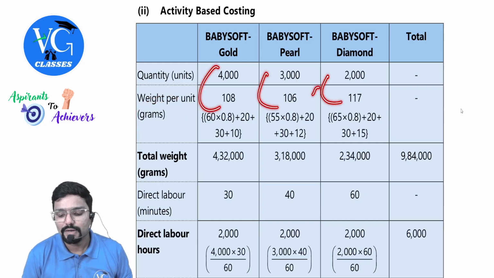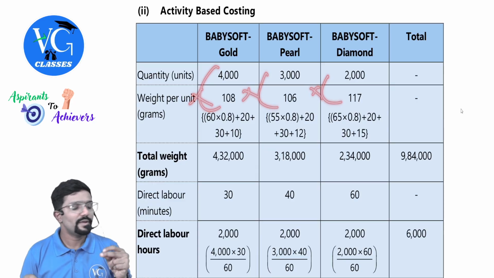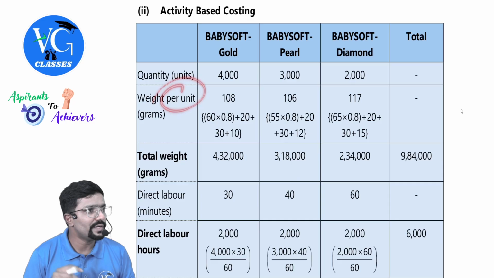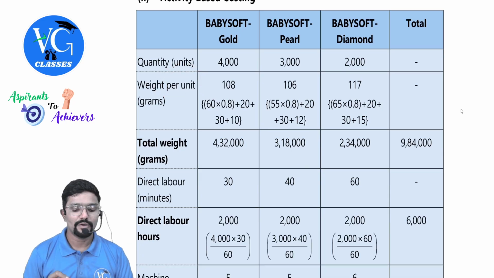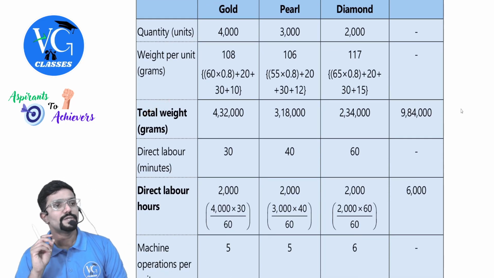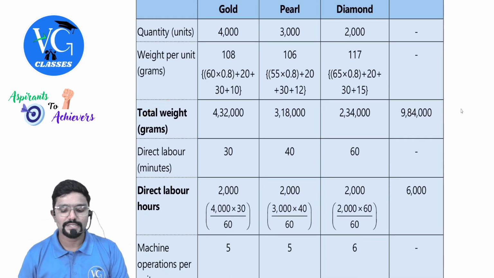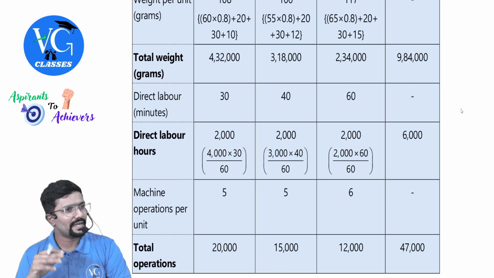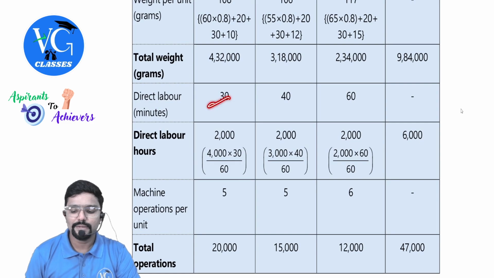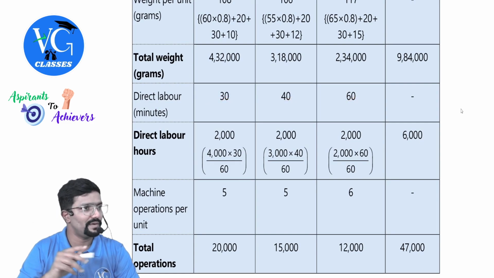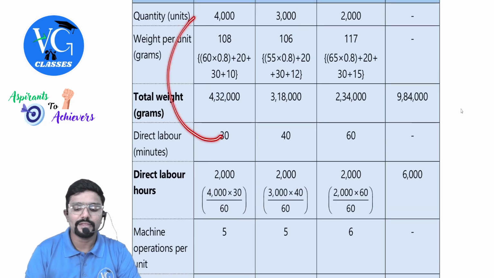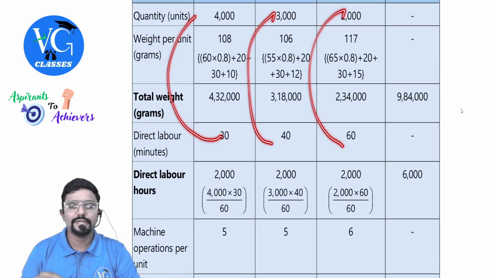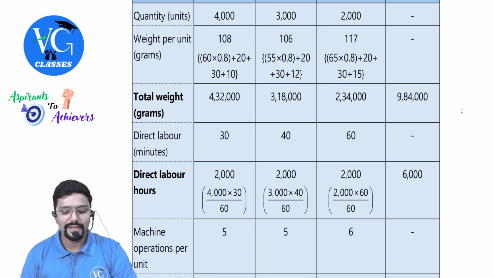Multiply, guys, because this is per unit. Multiply with the output. What do you get? Total weight in grams. Even labor hours, we already did it, they have repeated. That's okay. 30 minutes, 40 minutes, 60 minutes is per unit. So multiply that with output divided by 60. You will get the hours.